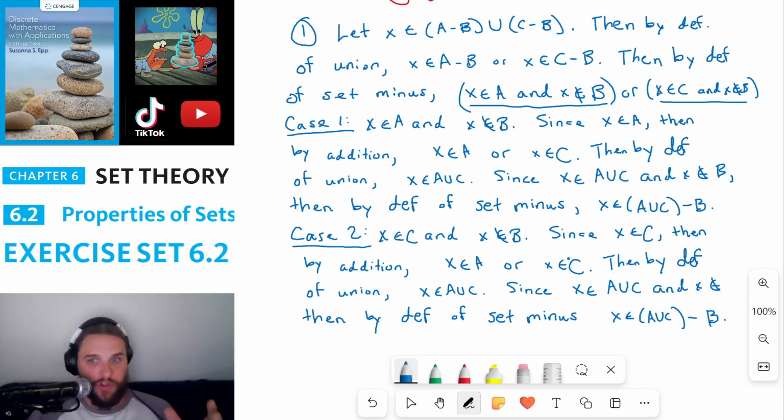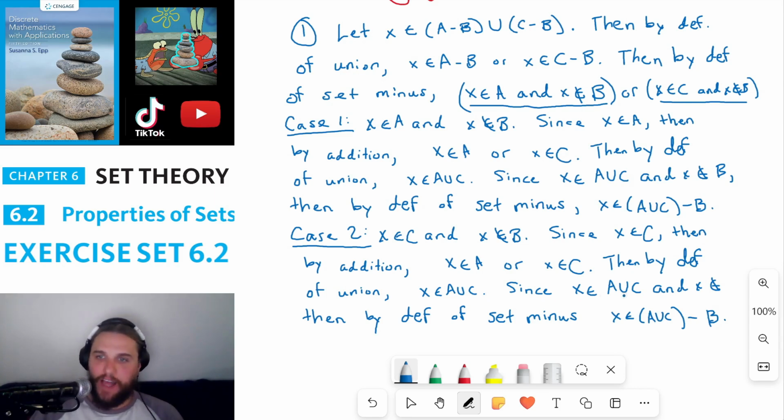This is still true. Instead of adding X is an element of C to X is an element of A, we're actually adding X is an element of A to the fact that X is an element of C. I'm using the word adding very carefully because the logical operation here is technically an OR operation. So then by definition of union, X is an element of A union C.